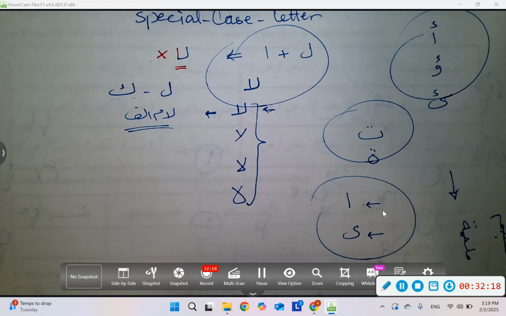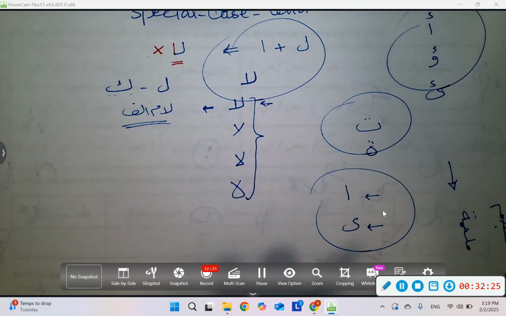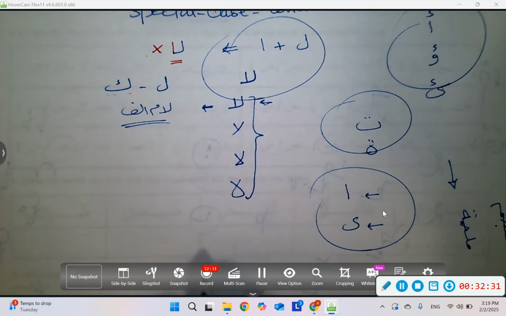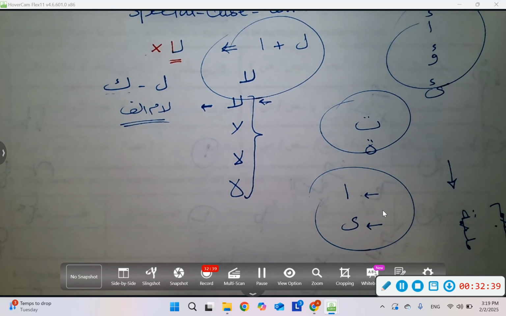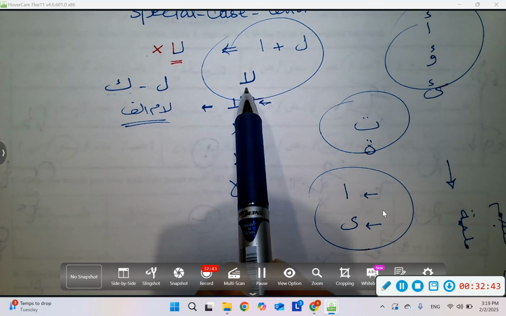They're not new letters. They're just the same letters, but written in a different way for some reasons that I cannot explain to you right now, maybe in an advanced class. This is on the side. You'll see all these letters hanging on posters in the class, just to have an idea. Right now, all you need to know is that lam alif is written like this.